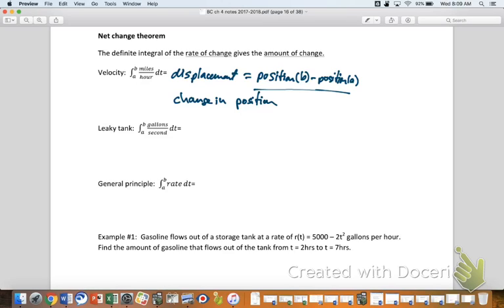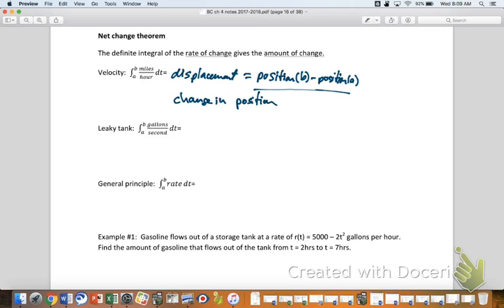Same idea. Just because you do the definite integral of velocity and you get some number, that doesn't mean that is the actual position of that object or person or whatever. It just means that's how much their position changed. A leaky tank. Let's say that you've got gallons per second leaking out of a tank, and you do the definite integral from A to B. Well, the definite integral of rate of change gives the amount of change. So what would you say the definite integral of gallons per second dt would be?